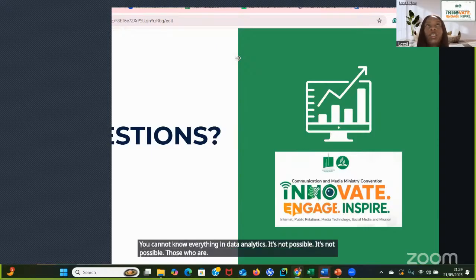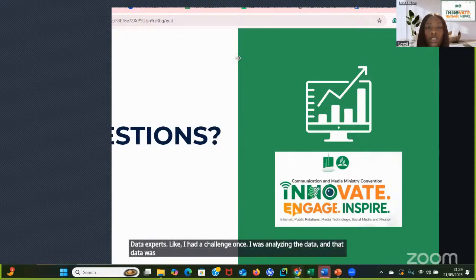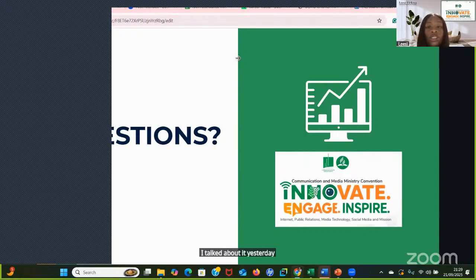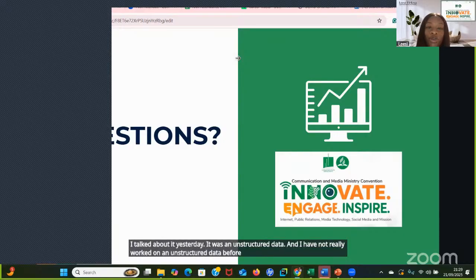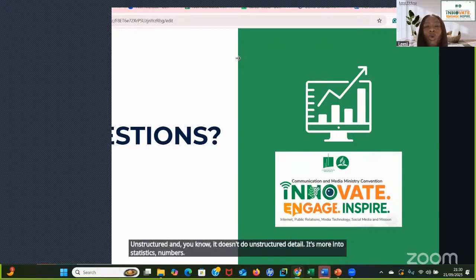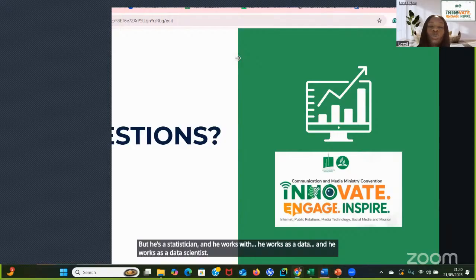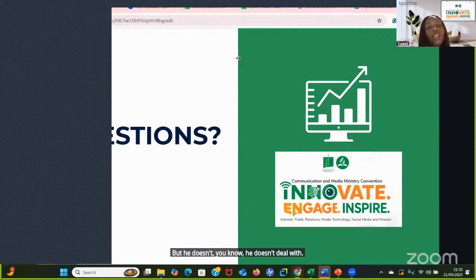Those who are data experts, like I had a challenge once. I was analyzing a data, and that data was an unstructured data. I talked about it yesterday. I have not really worked on an unstructured data before, so I was very confused. I reached out to my friend and he said that he's more into quantitative data. He doesn't do unstructured data. He's more into statistics, numbers, analysis of numbers, and so he could not help me. But he's a statistician and he works as a data scientist, but he doesn't deal with the kind of data that I wanted to deal with.